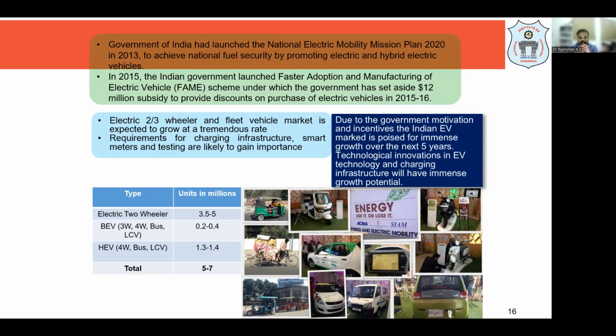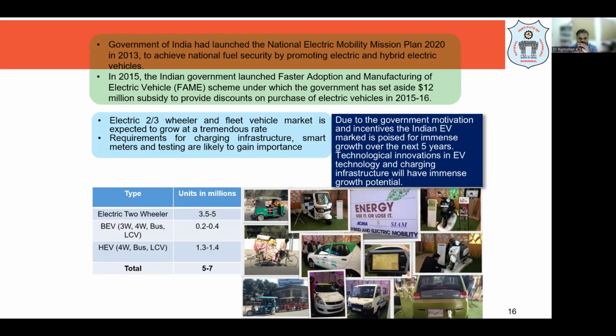So the government started funding people working on batteries, fuel cells, electrical circuits, or the design of engines for particular types of hybrid vehicles. Even in 2015, the Indian government launched the FAME scheme, that is, Faster Adoption and Manufacturing of Electric Vehicles, under which the government gave some $12 billion in subsidies to provide discounts on the purchase of electric vehicles in 2015 and 16.